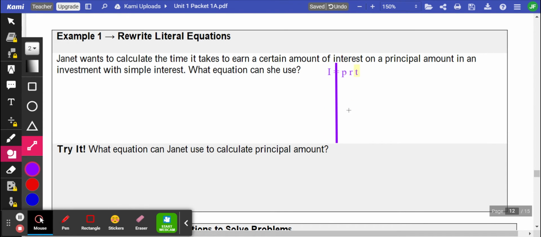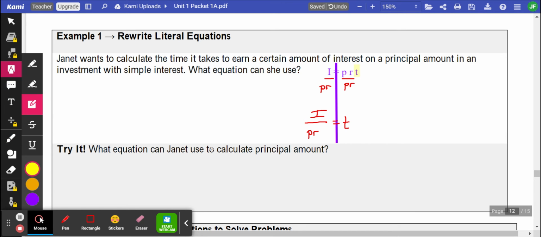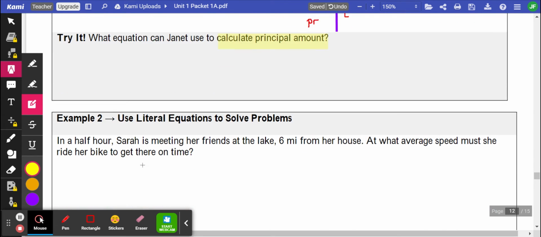But we're going to go and draw our line. And this is p times r times t. So if I wanted to get the t alone, since this is all multiplication, the opposite of multiplication is dividing by whatever I'm canceling. So we're going to divide by p and r. So the interest divided by the principal times the rate is going to give us how much time it takes to earn that much interest. Now, if they wanted to do the next part and calculate the principal amount, you're going to start with that same formula and solve for p.